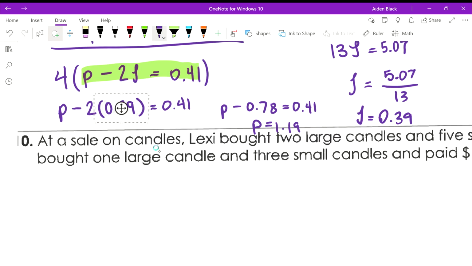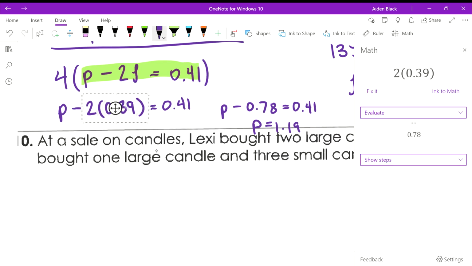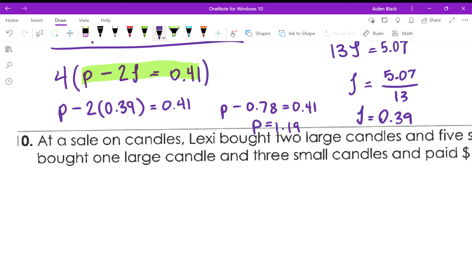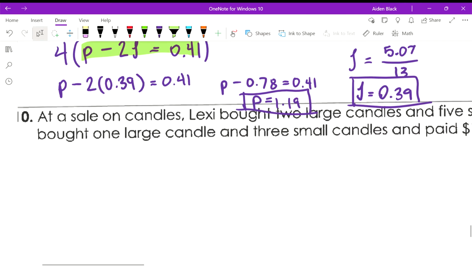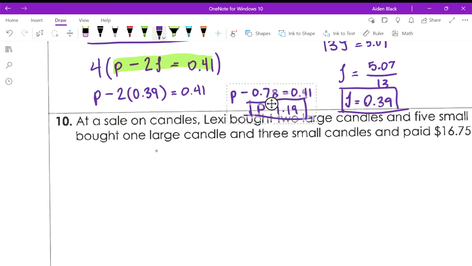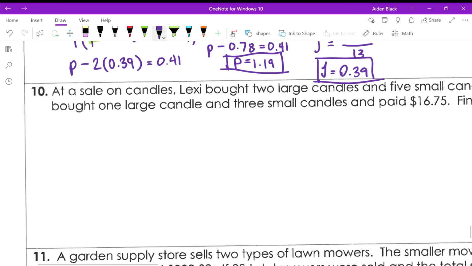Let's double check I did my math right. 0.41 plus 0.78, 9, and 11. Cool. So we know the pen cost $1.19. The pencil, or lápiz, costs 39 cents. Scoot this out of the way. Let's look at this next one.